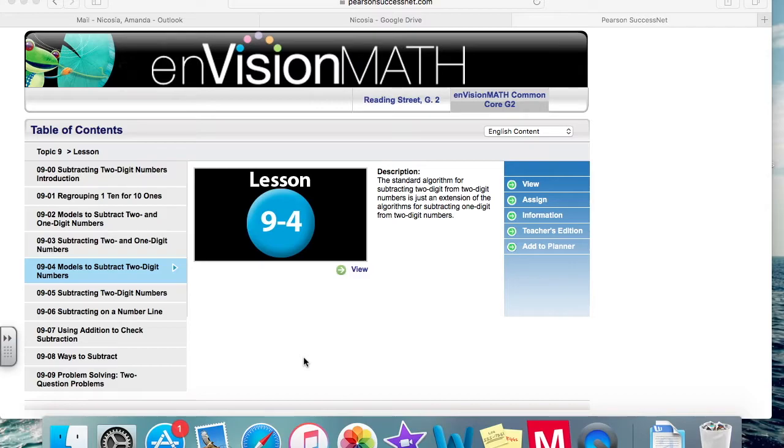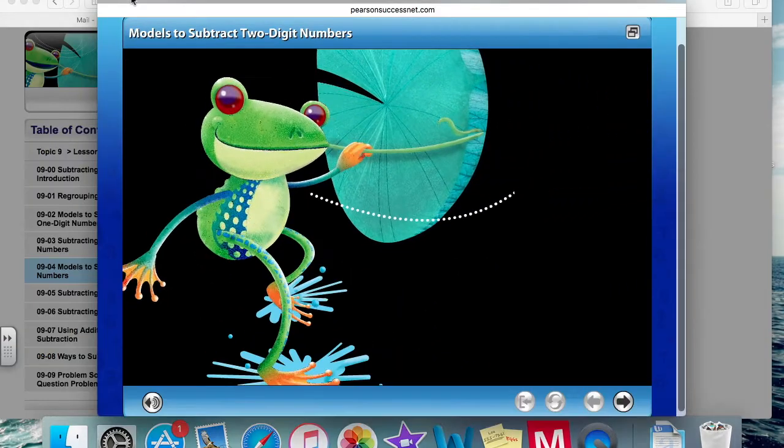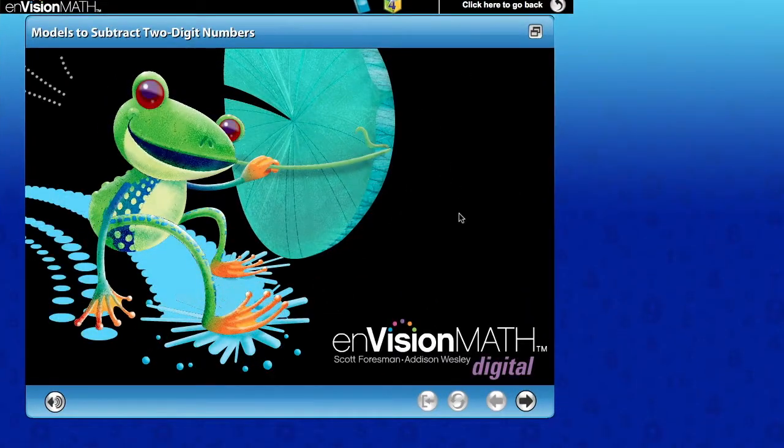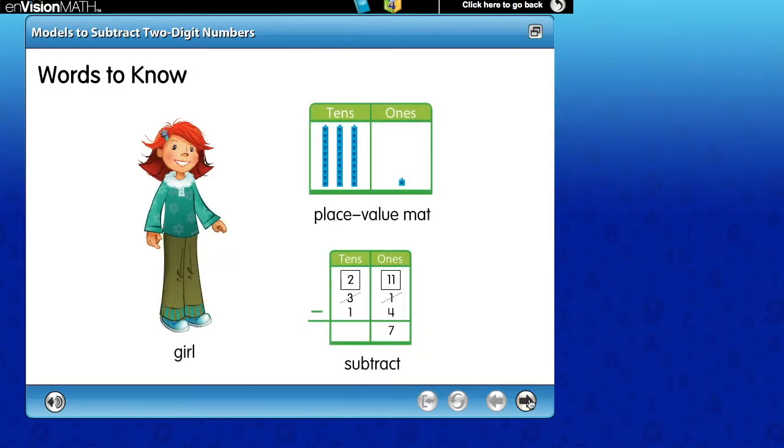Today, we are going to learn about subtracting two-digit numbers using base 10 blocks. Our words to know. The first one is place value mat, where it shows you tens and ones, the two different place values that we are working with today. And your second word to know is subtract, or taking away.